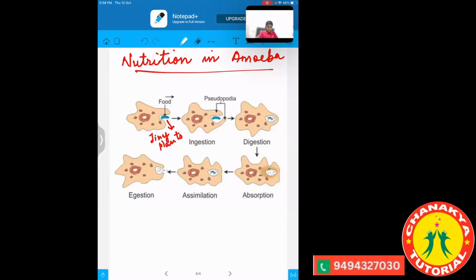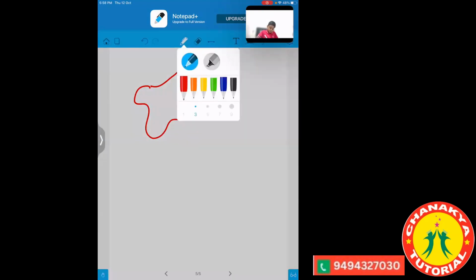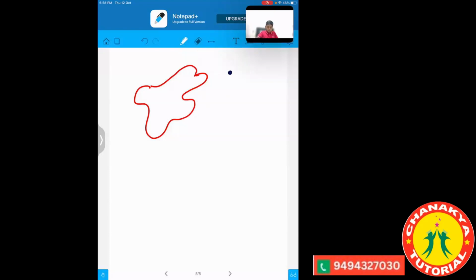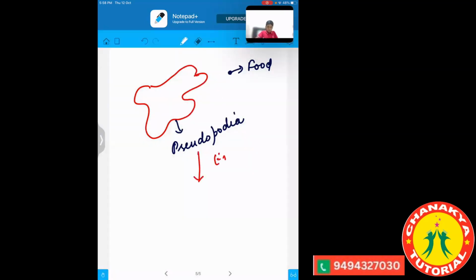So what do they do? They will be looking for the food, and once they get the food, I'll just draw this picture again. Like this is the structure here. Now they have the food present here. This is the food for them, and here are the pseudopodia, for example. As soon as they got the food, they start engulfing the food. What is engulf? What do you mean by engulf the food?